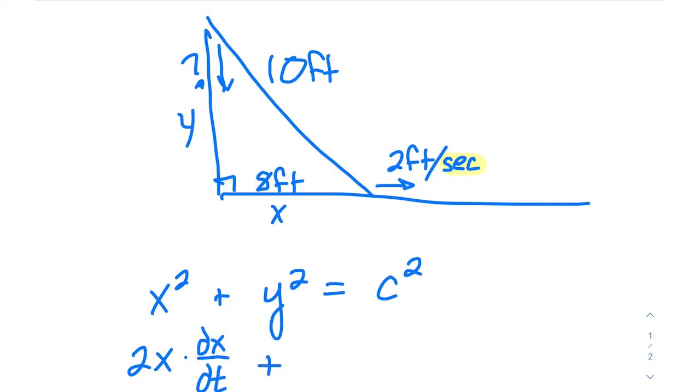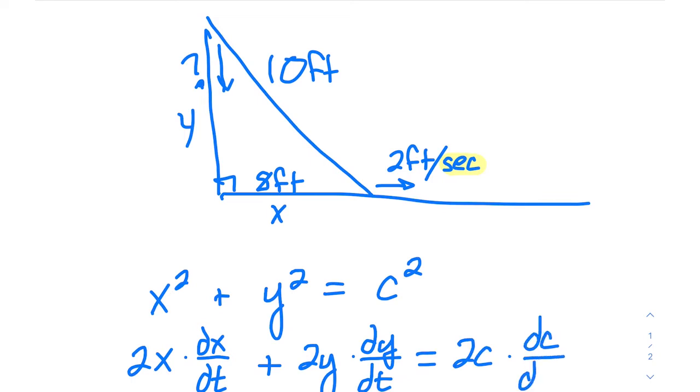And we're going to do the same thing here, 2y times dy/dt. And we're going to do the same thing here, 2c times dc/dt. All right, so now we have our derivative. Let's take a look and see what we can plug in, and then what's missing and what we're going to have to solve for to add to it.